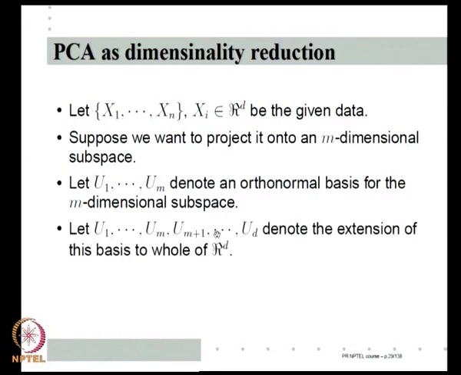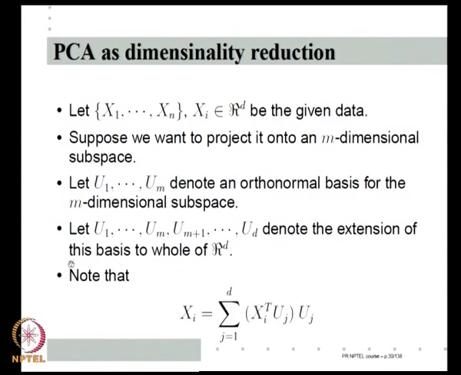And because that will be a subspace of Rd, if I add um plus 1 to ud, it should become an orthonormal basis for Rd. So, define um plus 1 to ud to be those orthogonal vectors which, when added to u1 to um, become an orthonormal basis for Rd. So, u1 to um is the orthonormal basis for the m dimensional subspace I am looking for, and u1 to um, um plus 1, all the way up to ud, is the extension of this basis to the whole of Rd.